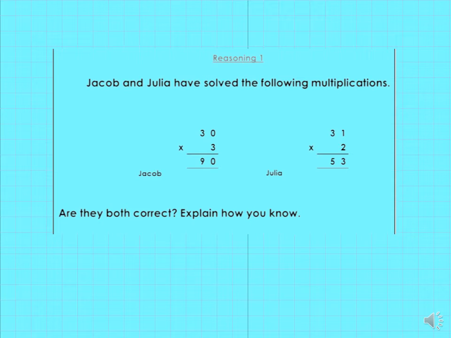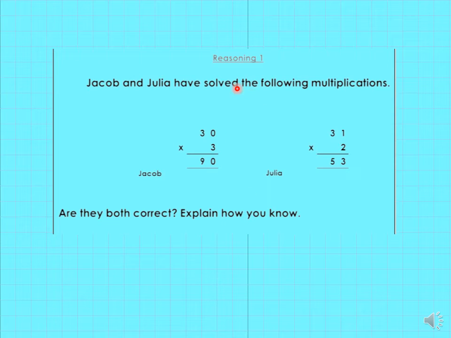So let's have a look at this question then. Jacob and Julia have solved the following multiplications. 30 times 3, Jacob thinks is 90, and 31 times 2, Julia thinks is 53. We need to know if they are both correct, and we need to explain how we know. So I'd just like you to pause the video now, have a look at these two calculations, and work them out yourself to decide if they have calculated the right answer. Let's pause the video and then come back and we can discuss it together.